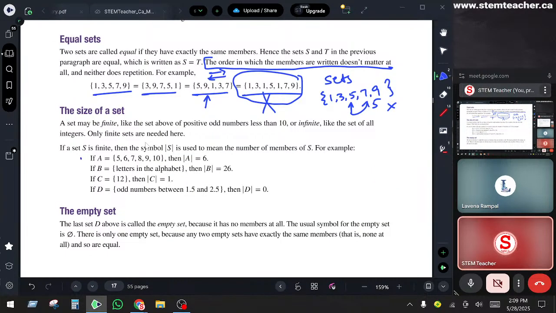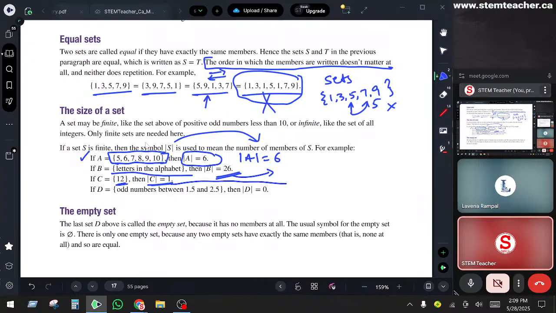And this is one question. Can you read this? 1, 6, 7, 8, 9, 10. How many elements are there? 6 elements. And we represent this with mod A. Mod A equals 6 means the number of elements. Here, letters in the alphabet, 26 letters. Only 12 is there. The number of elements is 1.